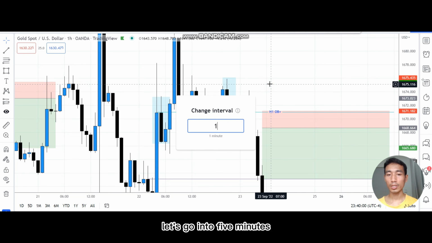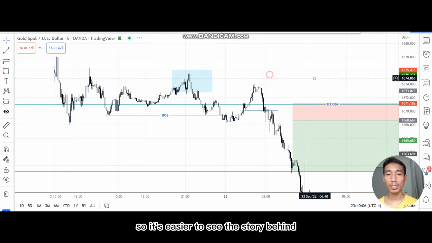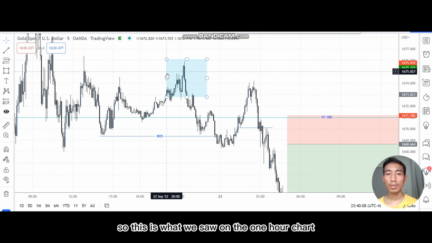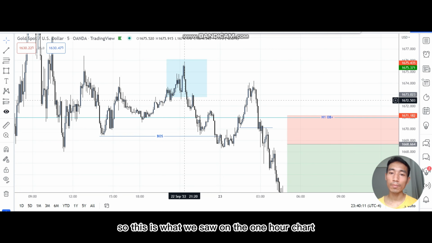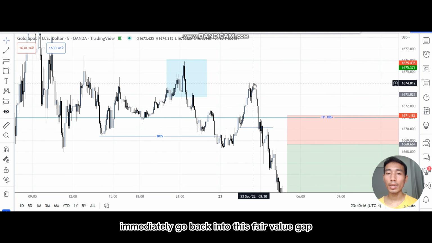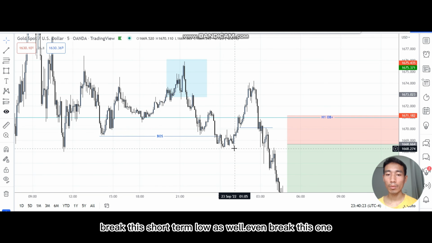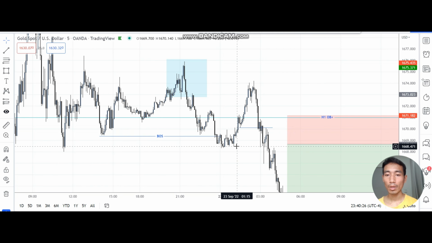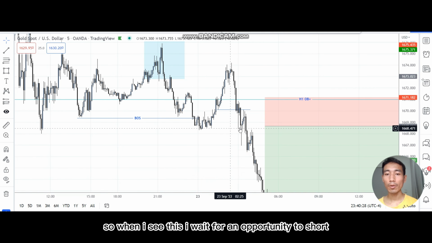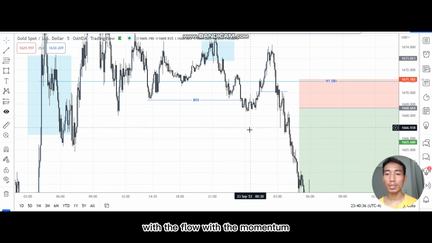Let's go into say 5 minutes, so it's easier to see the story behind. So this is what we saw on the 1 hour chart. Price coming up there, immediately goes back into this value gap and creates displacement to the downside, a short term low as well. So when I see this, I wait for an opportunity to short with the flow, with the momentum.